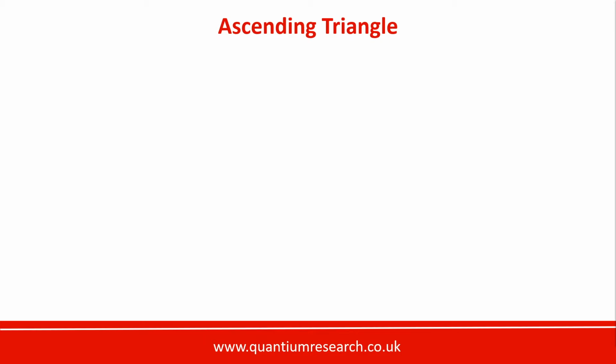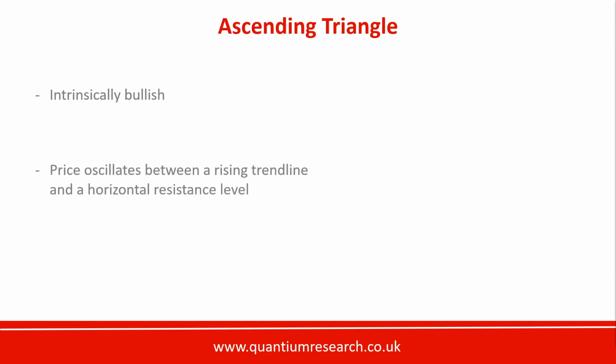Ascending triangles are intrinsically bullish patterns, and they can occur in uptrends or downtrends. Price is always expected to break out to the upside and continue rising. They occur when price oscillates between a rising support trend line and a horizontal or static resistance level. The pattern is confirmed as soon as the trend lines are established. Volume will usually subside as the triangle develops, and then it will expand at the breakout.